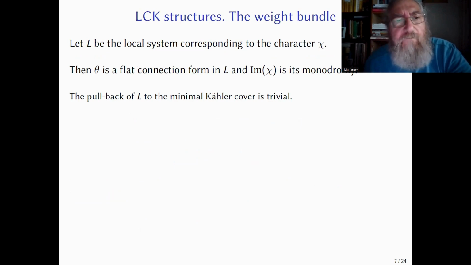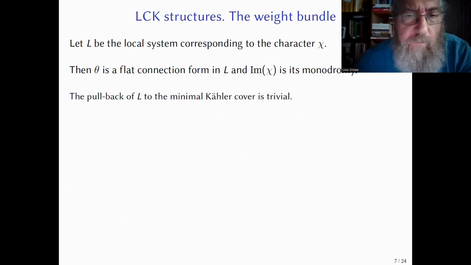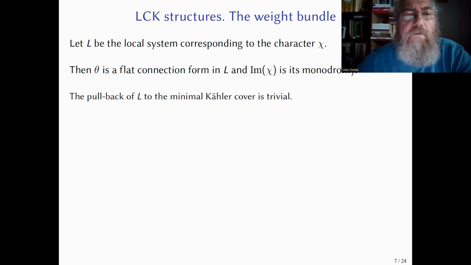So, if you have this representation of the deck group, that is, you have a representation of pi 1, the fundamental group of your LCK manifold, you associate a line bundle, the local system, and the Lee form theta can be interpreted as a flat connection in this line bundle. Then this group, the image of chi, whose rank is the LCK rank, is the monodromy of this flat connection.